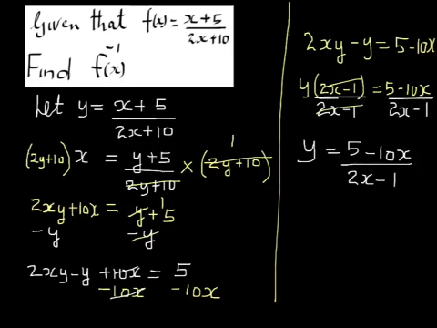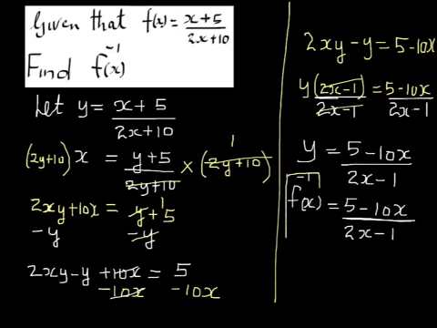So we have found the inverse of the function, therefore we write f inverse x equals 5 minus 10x over 2x minus 1. So we have found the inverse of the function.